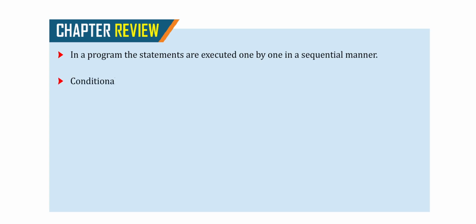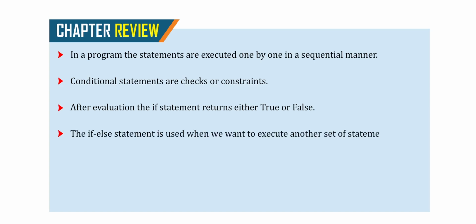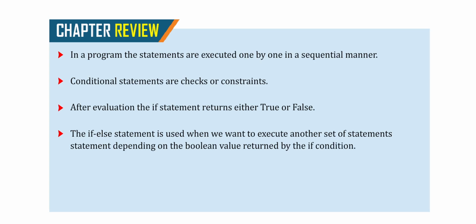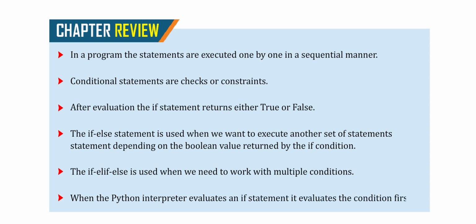Let us quickly have a look at the chapter review. In a program, the statements are executed one by one in a sequential manner. Conditional statements are checks or constraints. After evaluation, the if statement returns either true or false. The if-else statement is used when we want to execute another set of statements depending on the Boolean value returned by the if condition. The if-elif-else is used when we need to work with multiple conditions. When the Python interpreter evaluates an if statement, it evaluates the condition first.